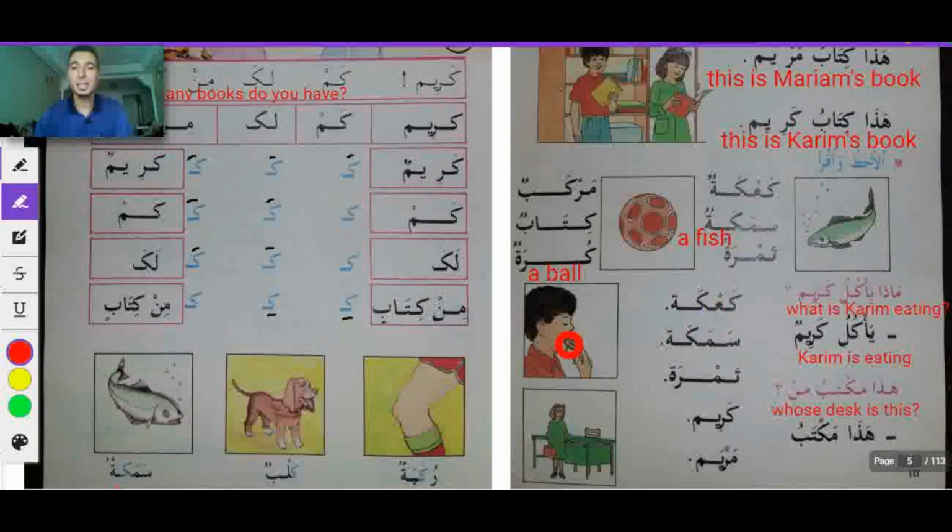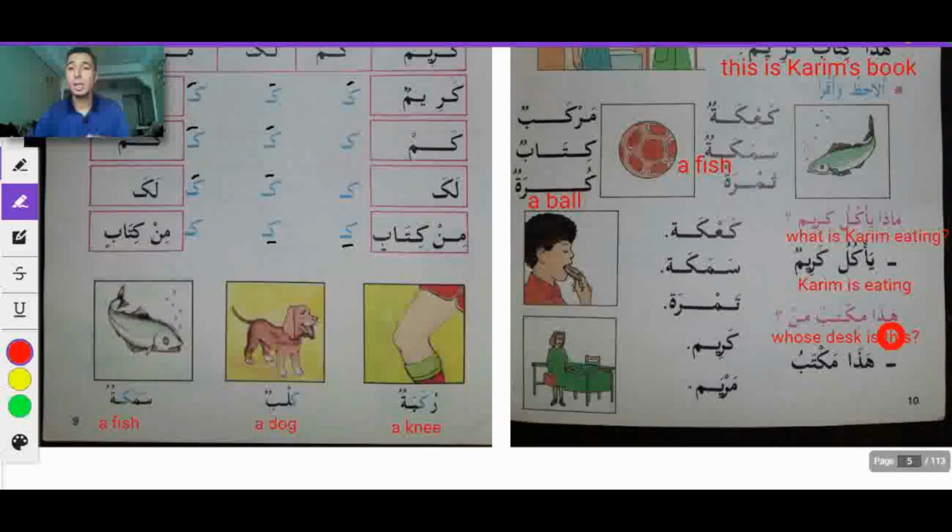No, he's not eating. Yes, in fact he's eating a cake. سمكة. Is he eating سمكة, which is a fish? No, he's not eating a fish. Or تمرة, a date. Now here كريم يأكل كعكة. So he's eating a cake.